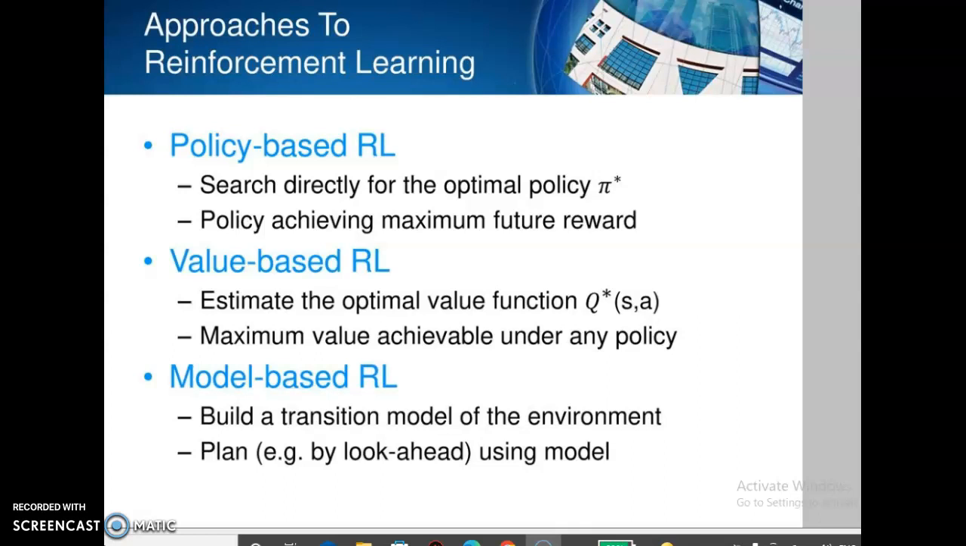Approaches to reinforcement learning: policy-based RL. Search directly for the optimal policy pi, the policy achieving maximum future reward.